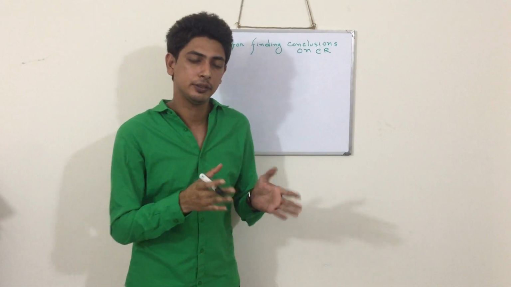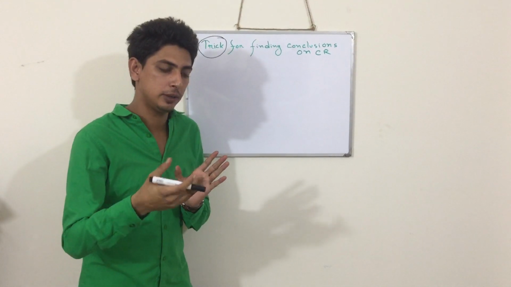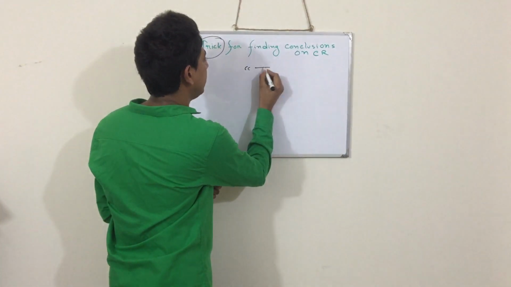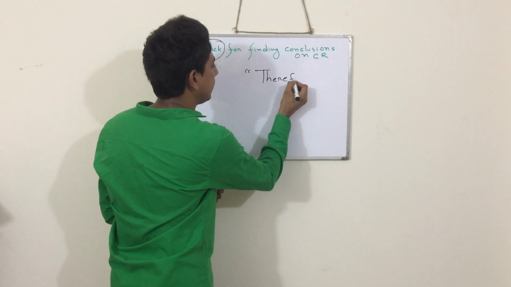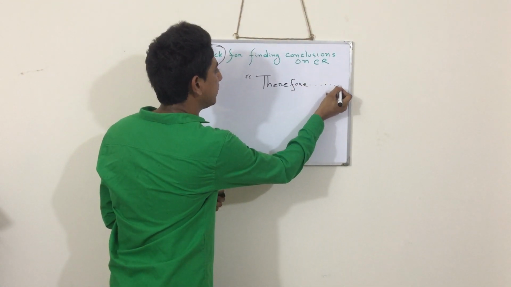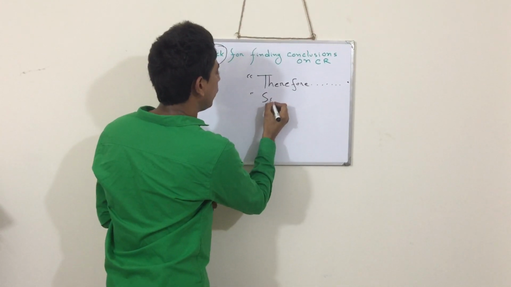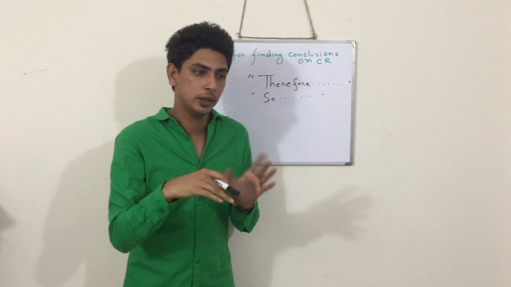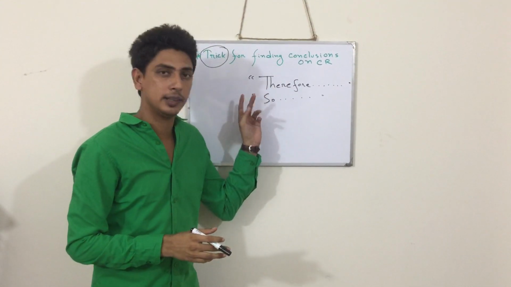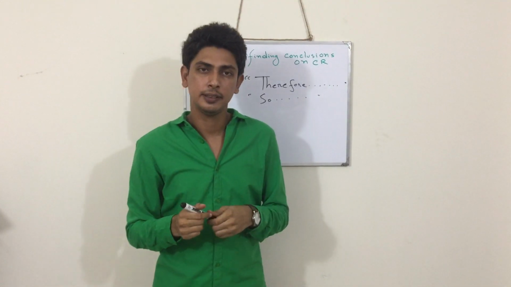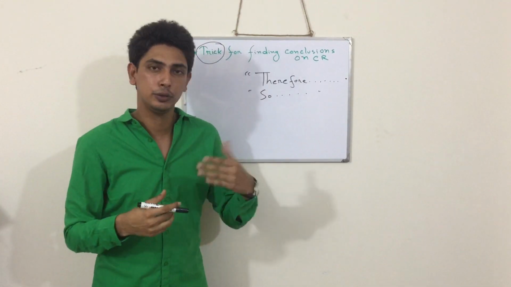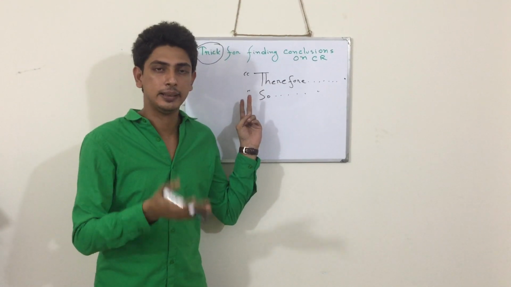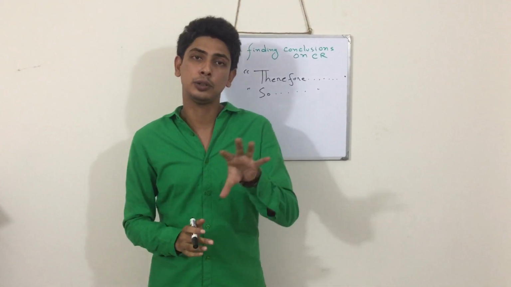There are some words. If you find those words before any sentence, then you can say that these are the conclusions. For example, if you find "therefore" and then the sentence, or "so" and then a sentence, then you can say that these are the conclusions. But what if there is no "therefore", or no "so", or no word like this that helps you find out the conclusions? Then how can you find out the conclusion?